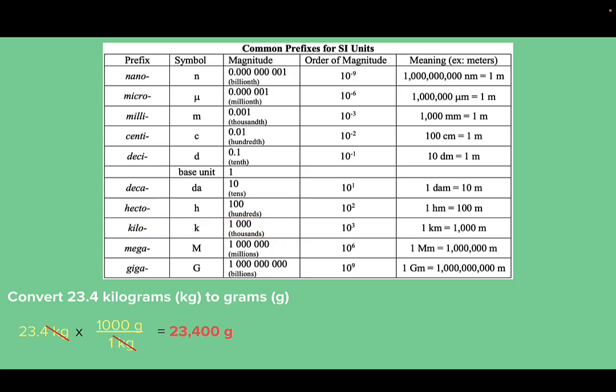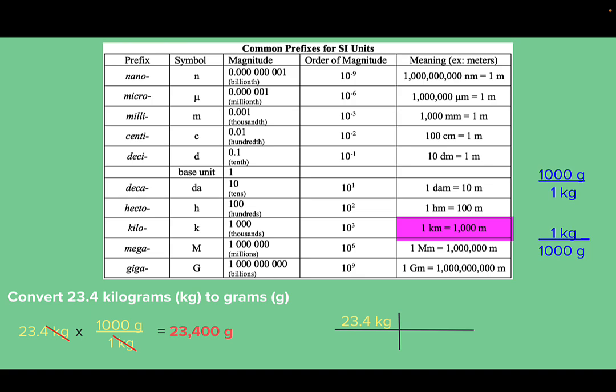Let me show you another method that uses a grid. I'm going to draw my grid here and then put the given number in the upper left portion of the grid. 23.4 kilograms goes right here. Do not leave out the units. Now from the table, I know that the conversion factor is 1 kilogram equals 1,000 grams. There are 2 other ways I can write this conversion factor. I can write 1,000 grams per 1 kilogram, or 1 kilogram is 1,000 grams. All 3 of these conversions have the same meaning.